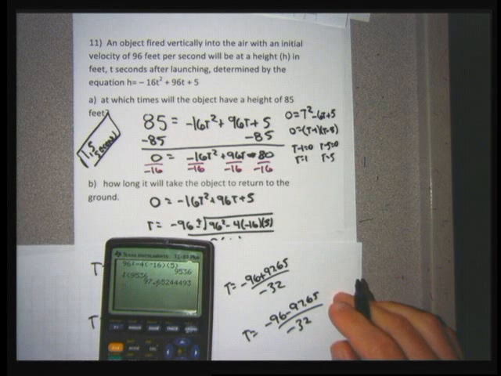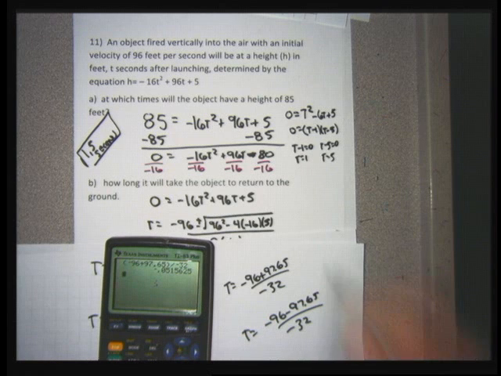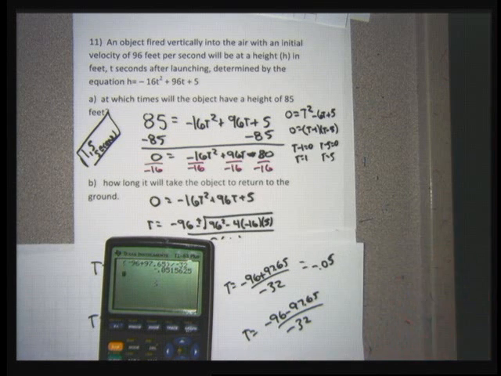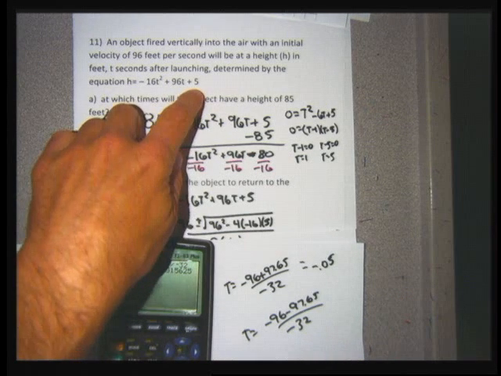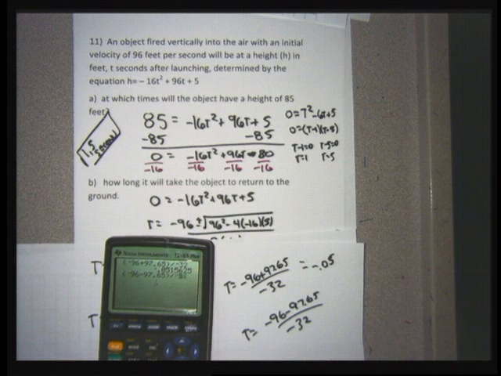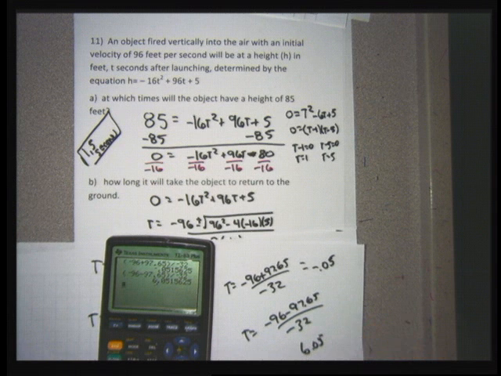The first one, I do parentheses, negative 96 plus 97.65 divided by negative 32. And I get negative 0.05 seconds. This is before the ball was actually launched. Because the ball had an initial height of 5 feet, this answer doesn't make sense. The second answer is going to be what I need, the negative 96 minus 97.65 divided by negative 32. And I get 6.05 seconds. So just over 6 seconds.